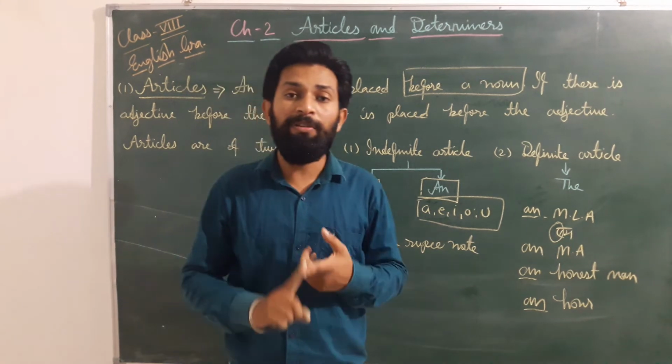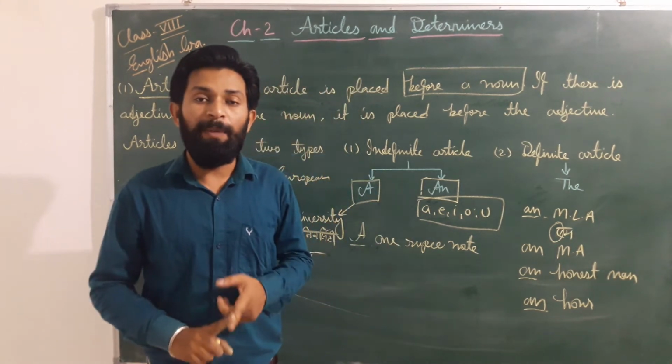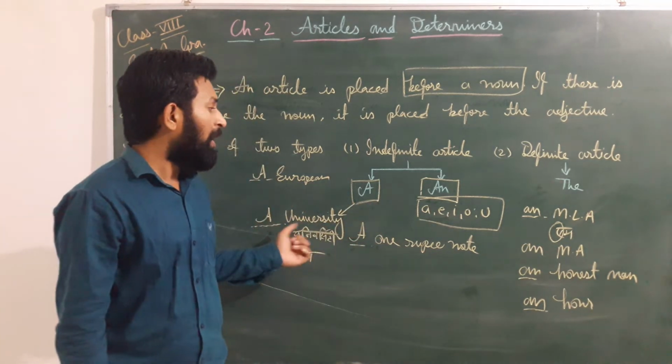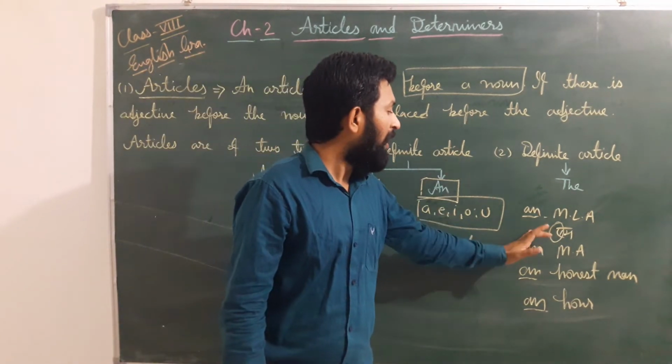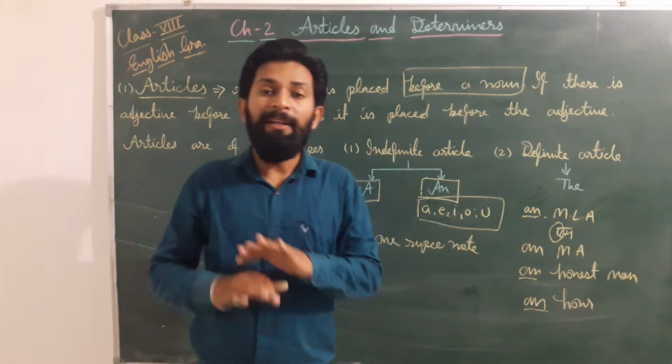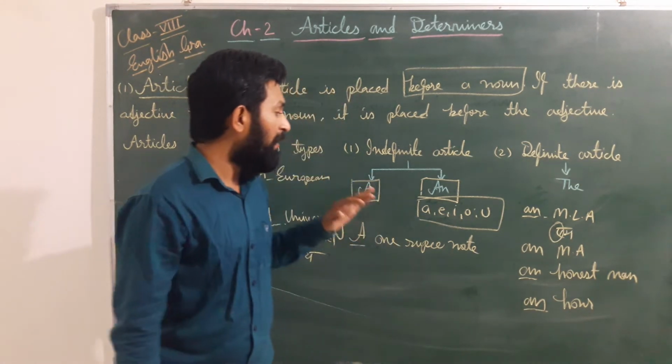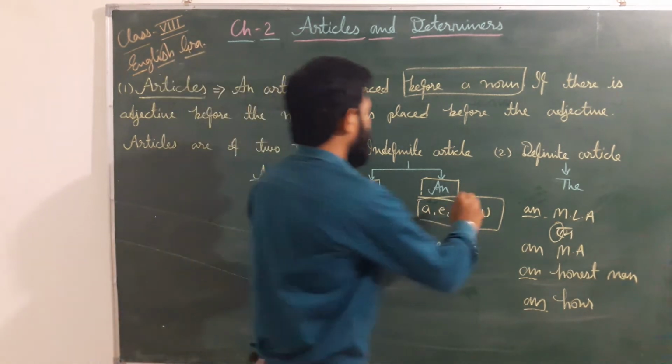At first you have to watch the sound of the spelling. If the sound starts with a consonant sound, then you have to use a. If the sound starts with a vowel, then you have to write an. It doesn't matter whether the spelling starts with a consonant or a vowel, you don't have to watch that. You have to focus on only one thing, the sound.